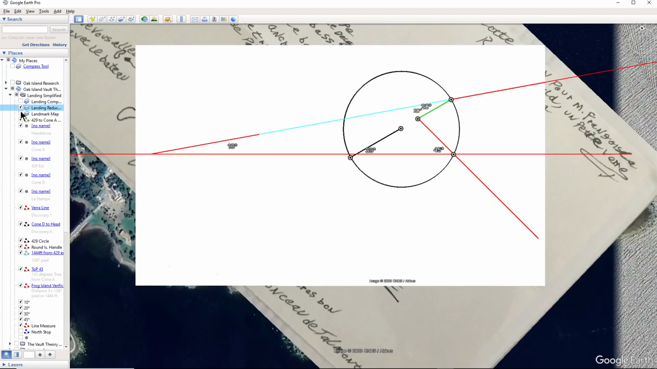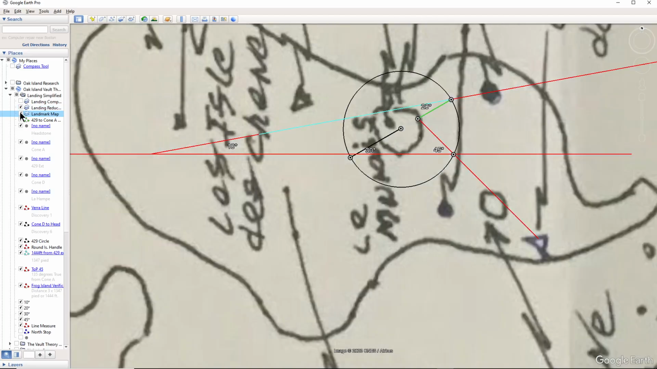landmark map. So if we're going to take these lines right here and transfer them onto the landmark map, okay, it's going to look like this. And if you notice, the center, this point right here was the headstone of Nolan's Cross. And this was cone D. And this is cone A.